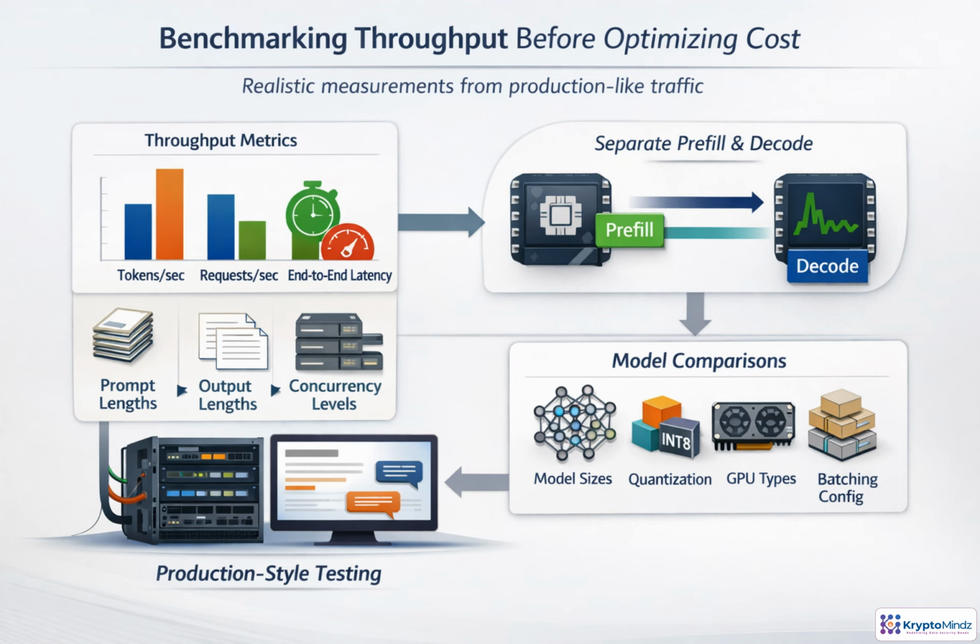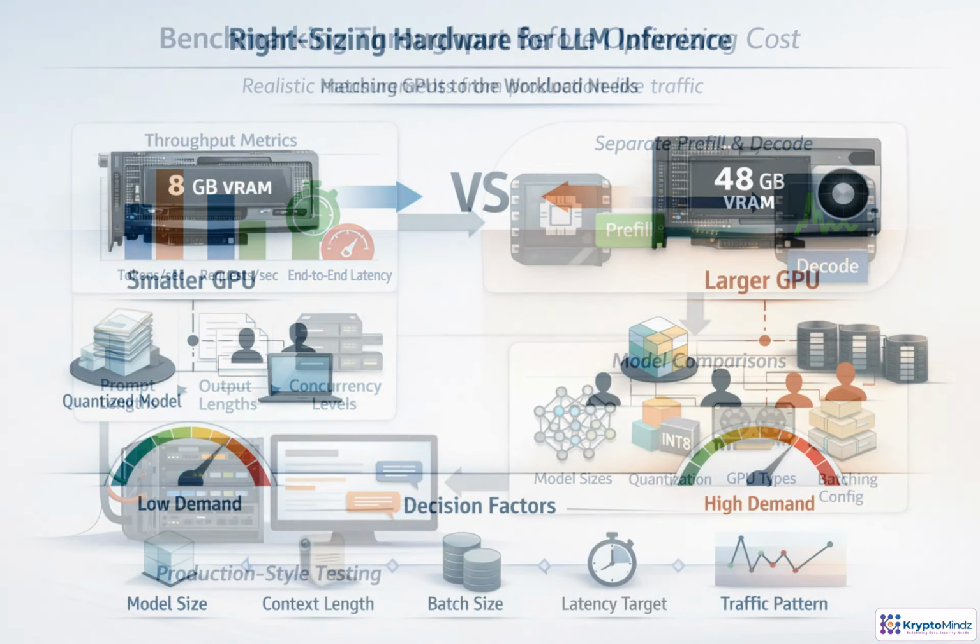Before optimizing cost, measure what the system actually delivers under realistic load. Track tokens per second, requests per second, time to first token, and end-to-end latency, ideally at P95, not just averages. Use production-like prompt lengths, output lengths, concurrency, and sampling settings, because each one changes GPU behavior. Separate prefill from decode as well. Prefill processes the prompt and is often bandwidth heavy. Decode generates tokens step by step and stresses latency differently. Then compare each candidate configuration: model size, quantization, GPU type, and batching. Only then does cost per million tokens mean anything.